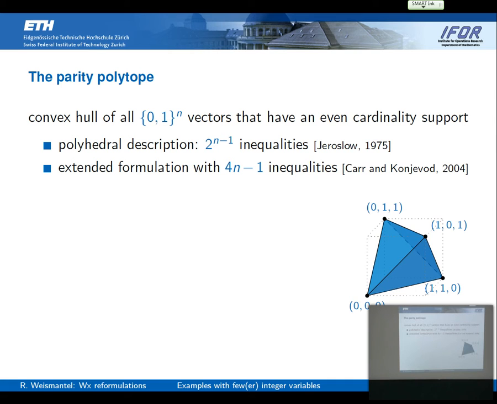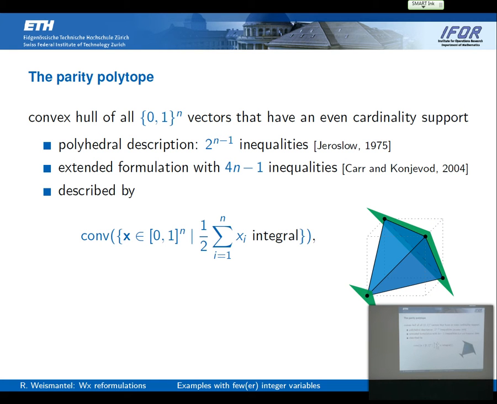Now, the polyhedral description in the original space turns out to be of size 2 to the n minus 1. This is an old result by Jeroslow. Now, you can write down an extended formulation for this problem, which uses 4 times n minus 1 inequalities. So it's linear in this extended space. This is a result by Carr and Konjevod. But in fact, you can also write it in exactly the way I said before.